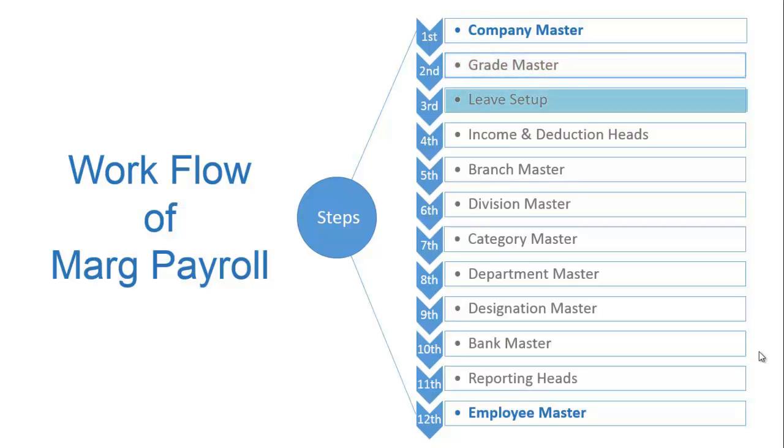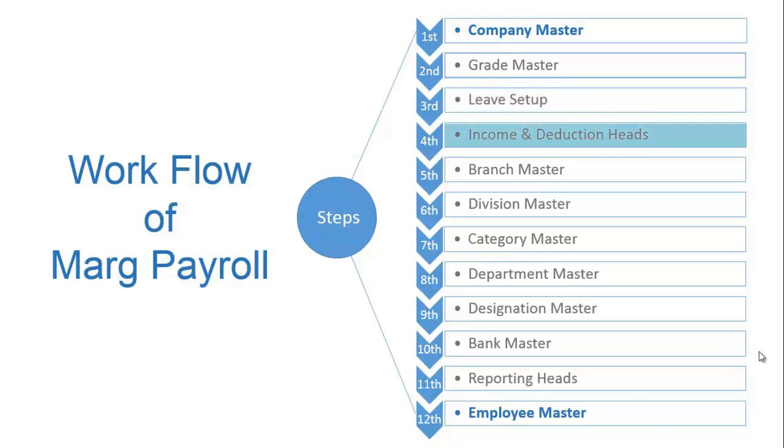Next option is leave setup. You will prepare the leave setup, meaning what types of leaves your organization provides to the employees. Income and deduction heads: various income and deduction heads need to be mentioned in this option. Income heads, for example, basic, HRA, DA, allowance and conveyance are to be mentioned. Deduction heads, for example, PF, ESI, TDS, etc. are to be mentioned.